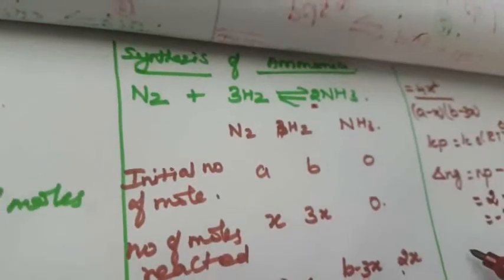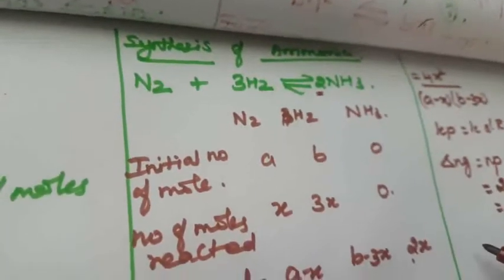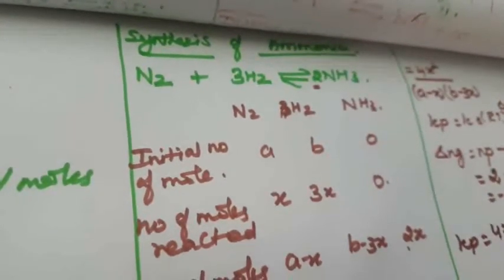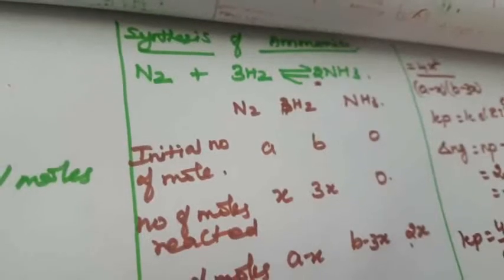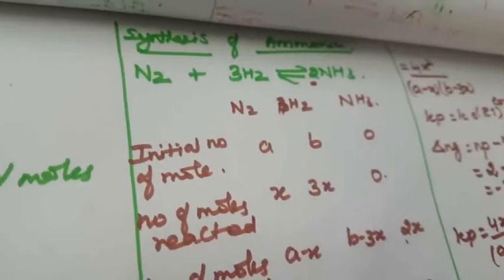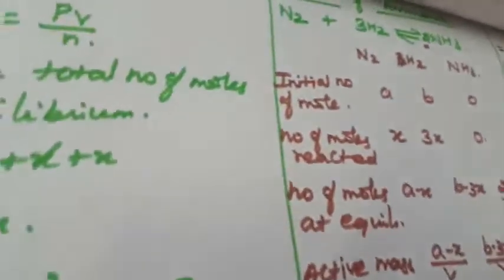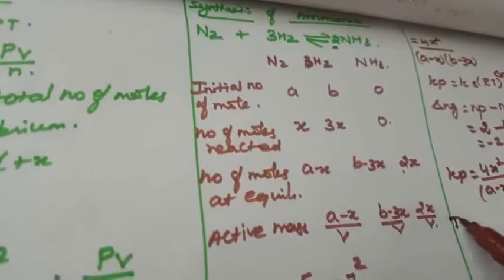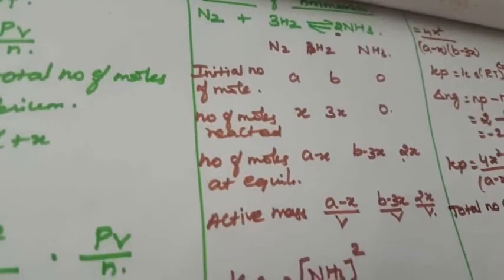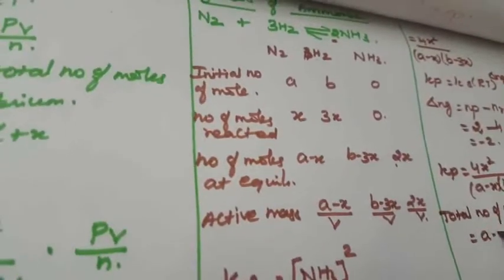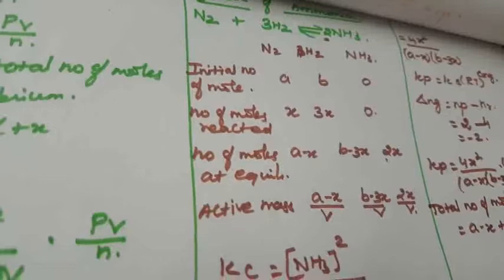Now Kp is equal to, what is the Kp value? Kp is equal to Kc value, 4x square by A minus x into B minus 3x, into RT to the power minus 2, right? Okay, now you substitute. First you have to calculate the total number of moles. How to calculate total number of moles? You are adding all the moles. So that is A minus x plus B minus 3x plus 2x.